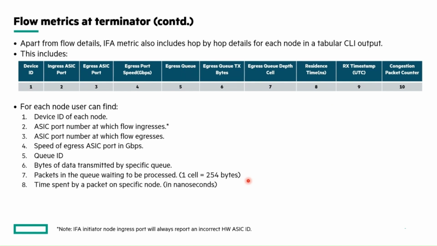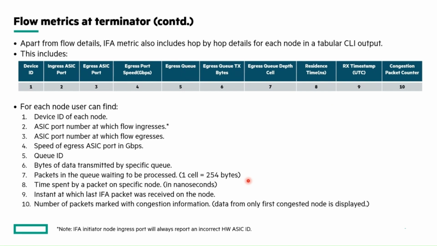Next, we have residence time, which is the time spent by a packet on a specific node, and this is mentioned in nanoseconds. Further, we have RX timestamp, which is the instant at which the last IFA packet was received on that particular node. In the last, we have the number of packets marked with the congestion information, and this is where the ECN data comes into play. So in case you have enabled ECN, this is where you will be able to see your output in the congestion details. Once again, data from only the first congested node will be displayed here.